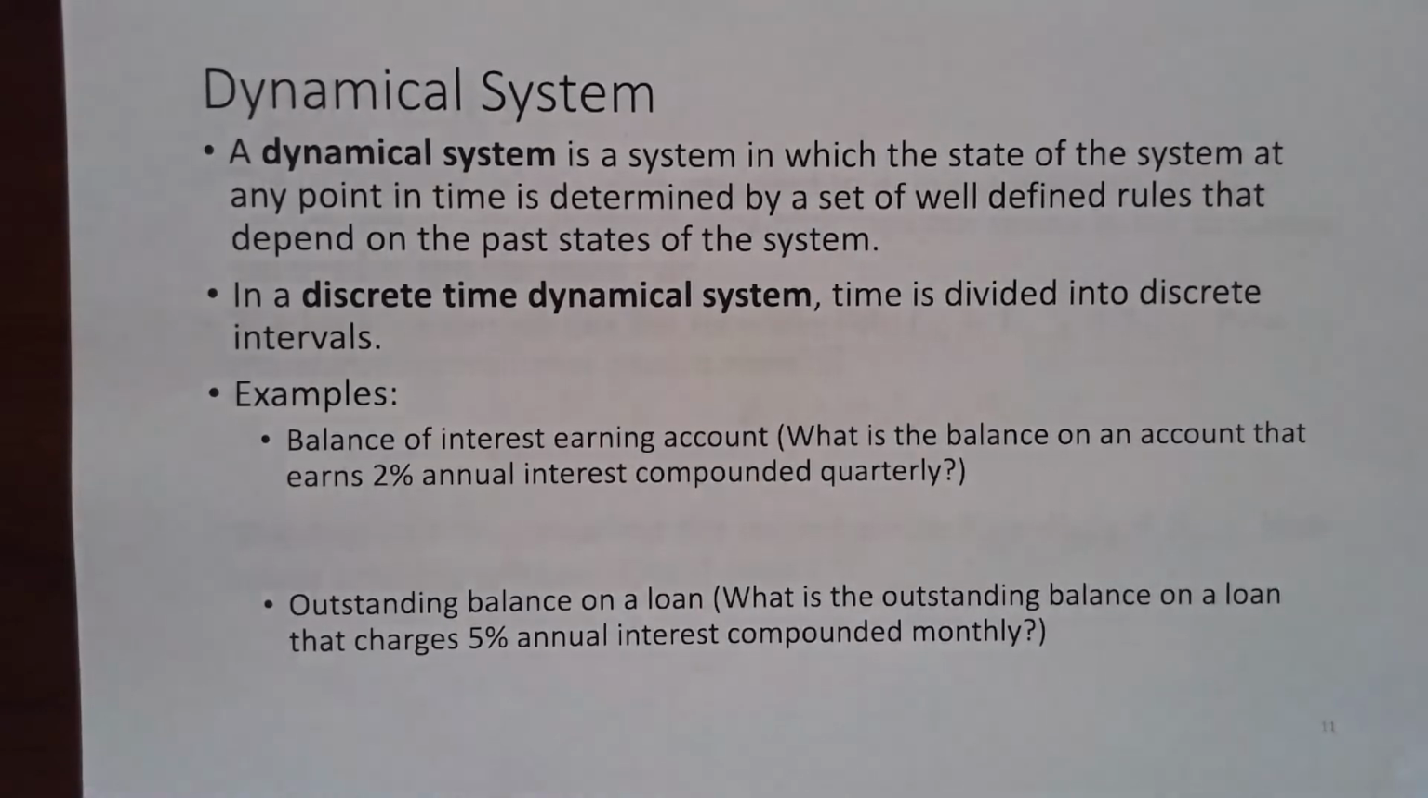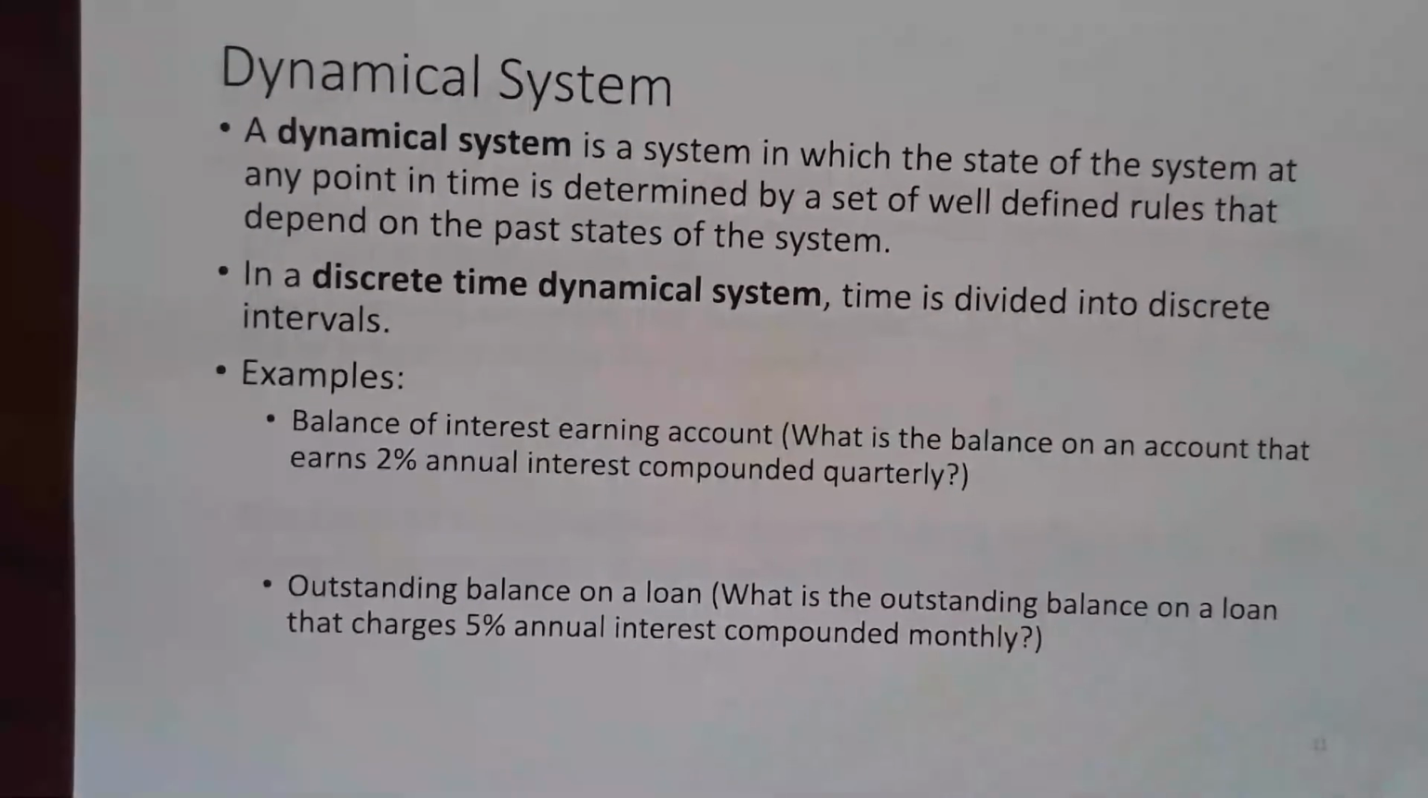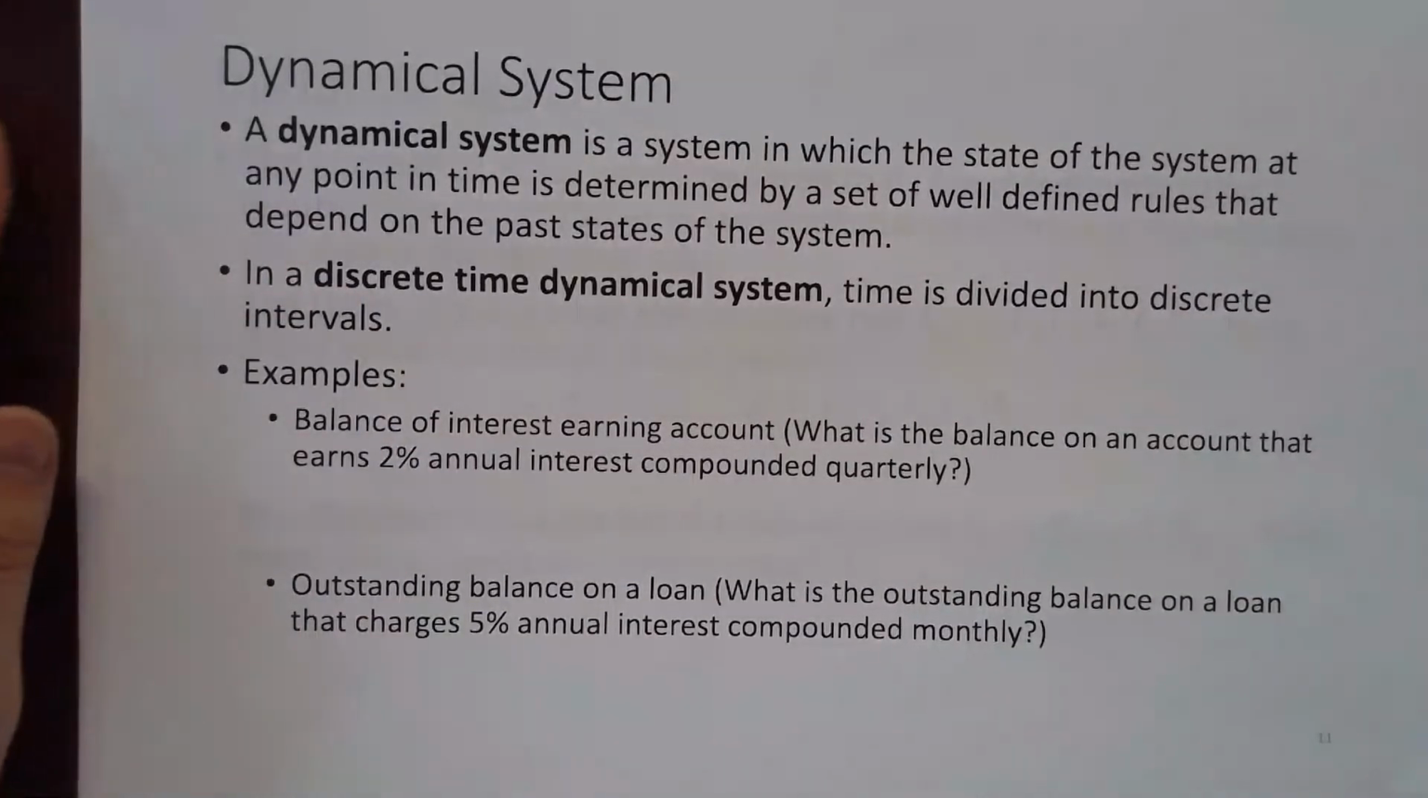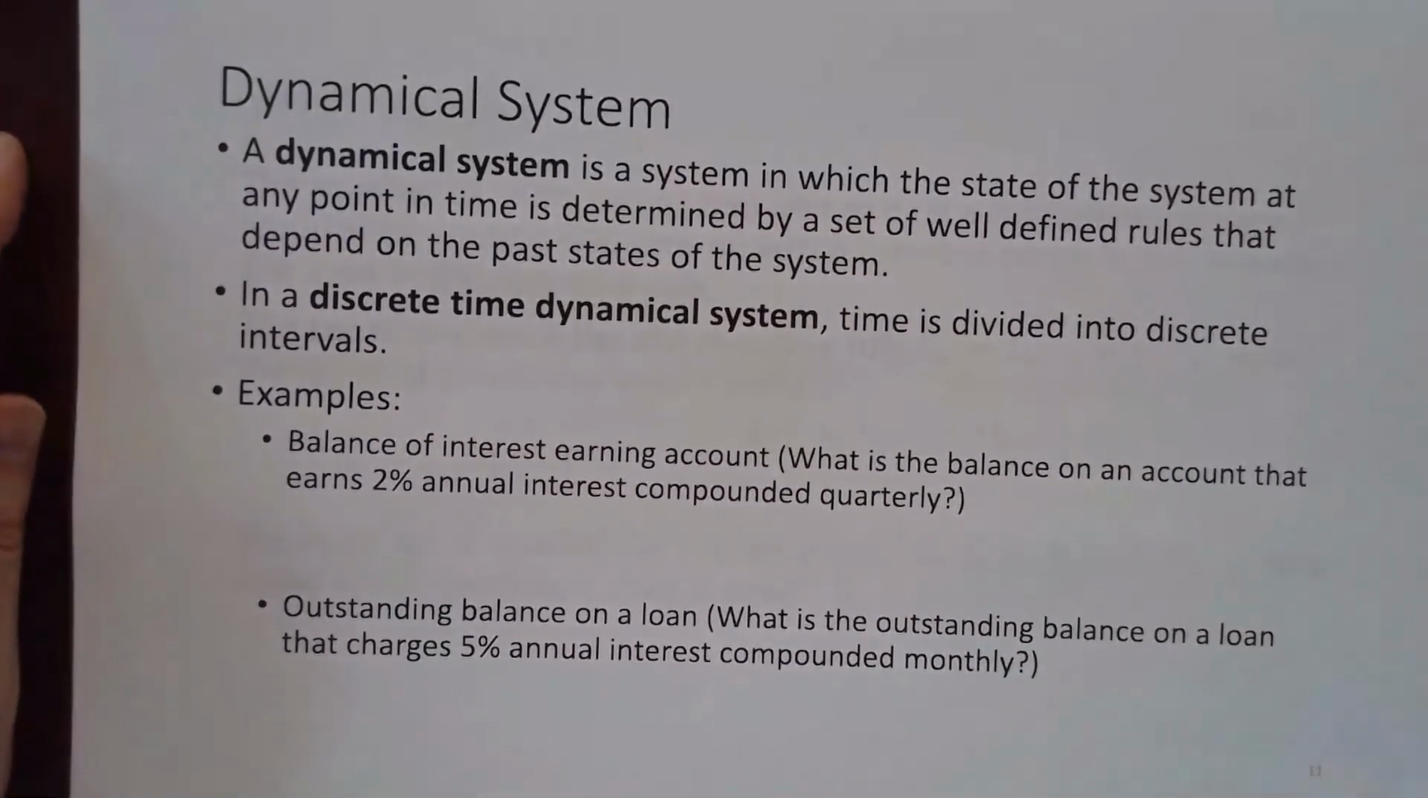So there are lots of systems in which we see these kinds of sequences, where the current state of the system depends on a previous state of the system. That's called a dynamical system. At any point in time, the state of your system is defined by rules that depend on a past state of the system. And it's called a discrete time dynamical system if you divide your time into discrete intervals. One of the places that we see this show up a lot is in calculating interest rates.